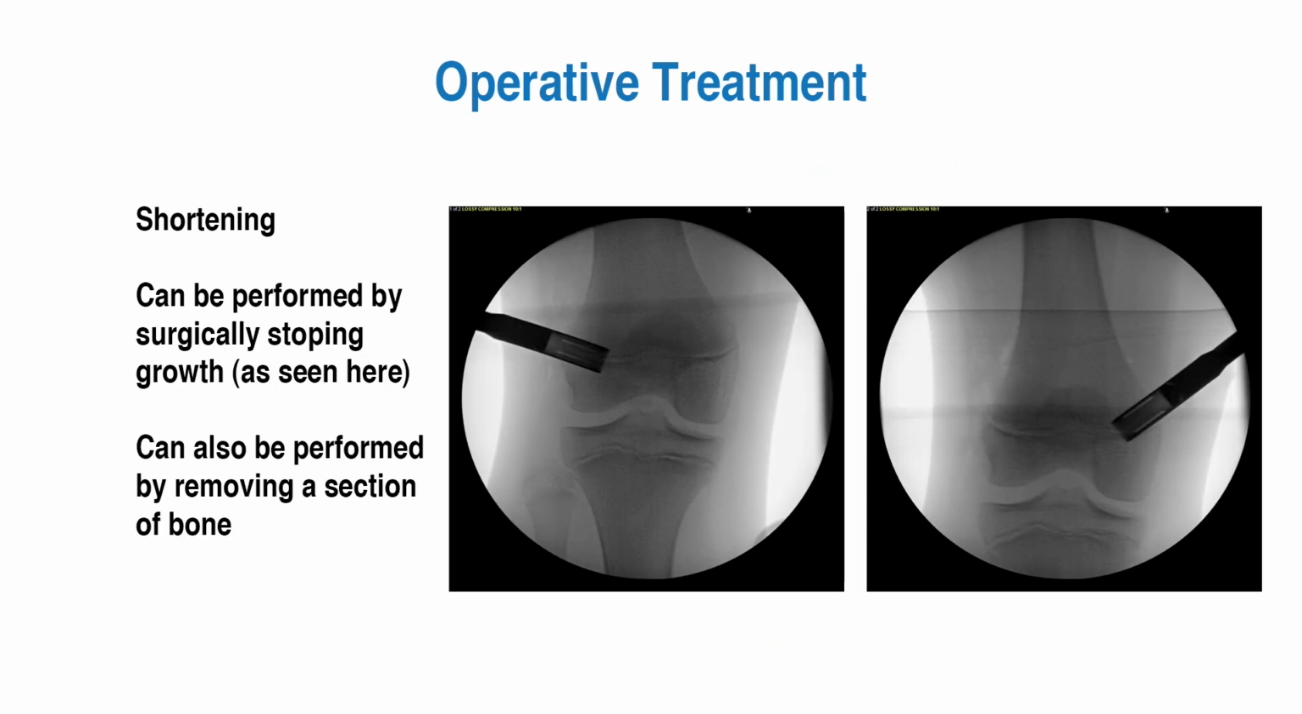Shortening of the long side can be completed by epiphysiodesis, or stopping the growth through the growth plate. This can be completed through the femur, tibia, or both. Additionally, the long side may be shortened by removing a portion of the long bone. The shortening of the long side is usually performed for leg length discrepancies of 2 to 5 centimeters.